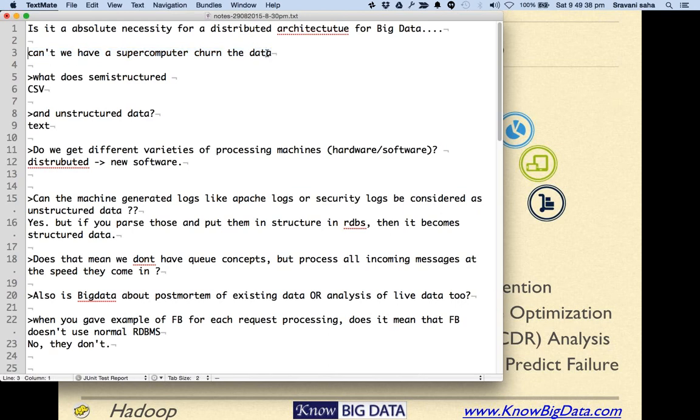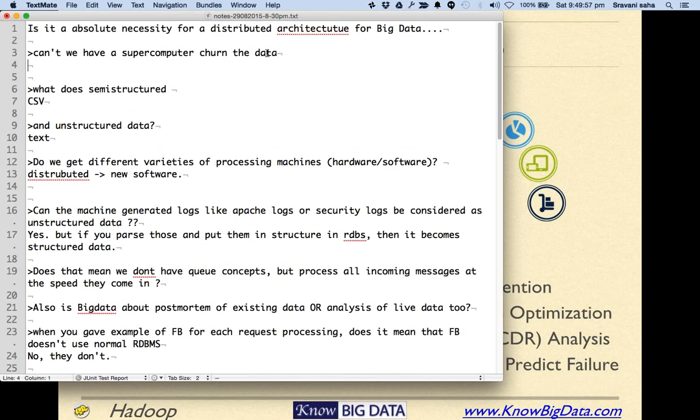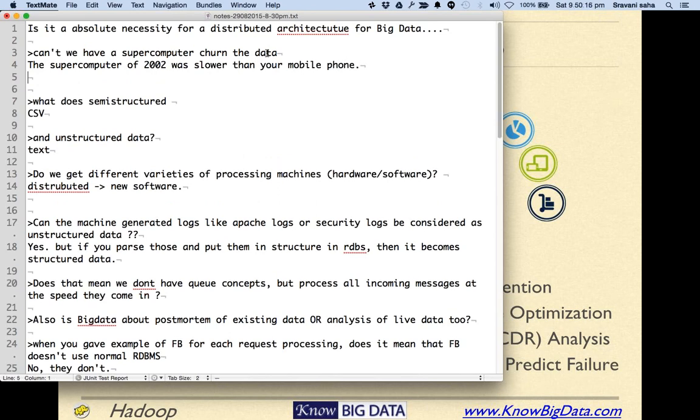So, coming to this question, what does a supercomputer have? Does it have a bigger hard disk, bigger CPU, bigger RAM? What is it that it has? And how much difference does it make? So let me put the statistics clearly. The supercomputer of 2002 was slower than your mobile phone, the mobile phone which is there in your pocket right now.